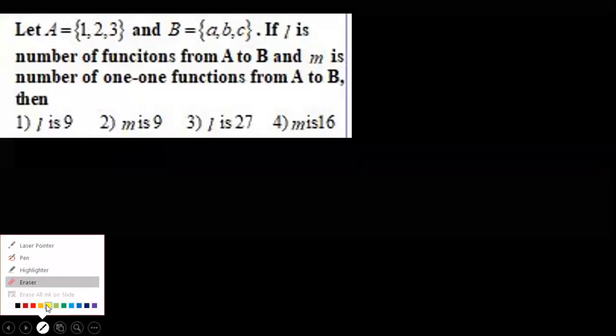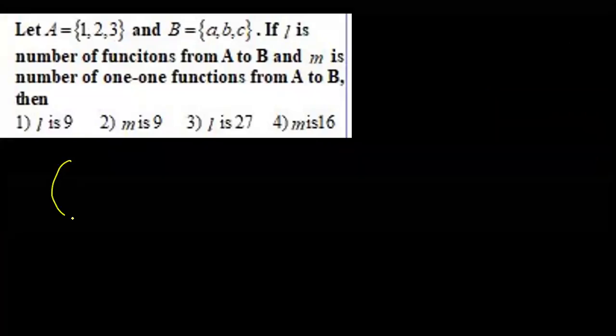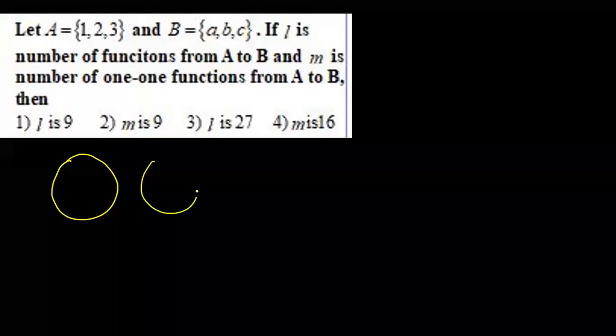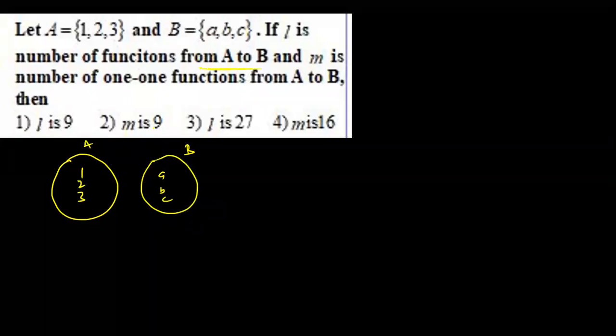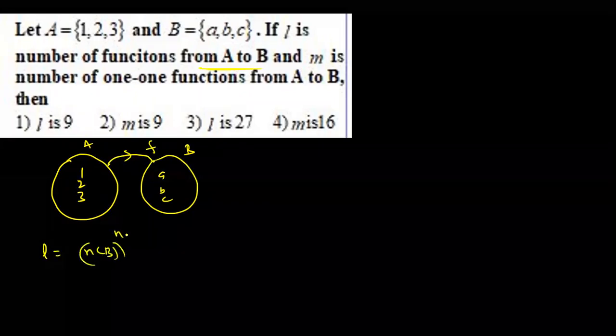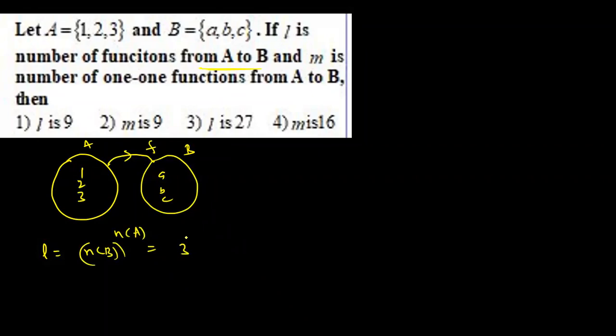Next question. See, read the question from A to B, not B to A. Clear? That is very important. Now, number of functions from A to B. Number of functions means what is the formula? N of B power N of A. Remember this one? So 3 power 3. Answer is 27.